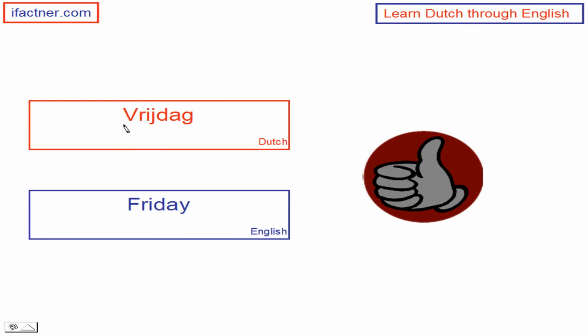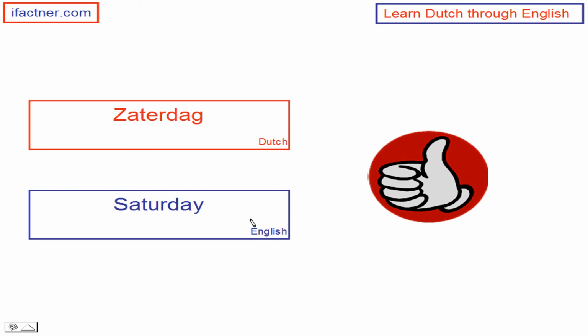Friday. Vrijdag. V-R-I-J. Vry, because IJ is pronounced like the English Y. Vrijdag. Dag. Vrijdag.